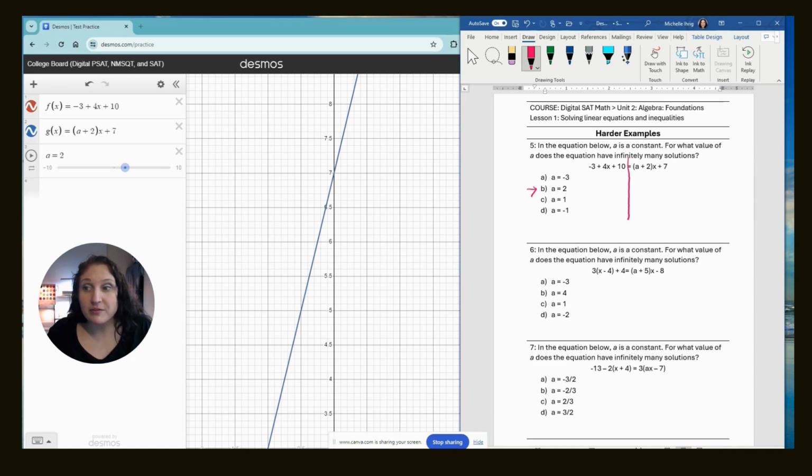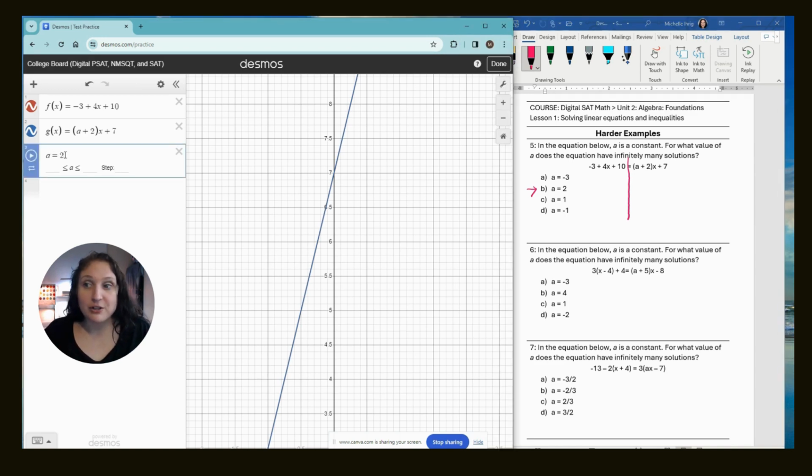Now, the other thing you could have done, instead of using the slider feature, because this is a multiple choice question, is type in -3, and we can tell that those graphs don't look the same. I can type in 2 for A and it's the same. So that's why it's infinitely many solutions. If it was no solutions, they would be parallel lines. I can type in 1 and they're not the same graph. They have the same intercept, but they're not the same graph. And I can type in -1 and again see they're not the same graph. So that's why the correct answer is 2. And again, I like using the slider feature because you won't always get to have multiple choice.